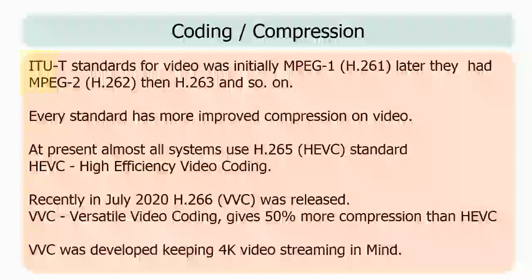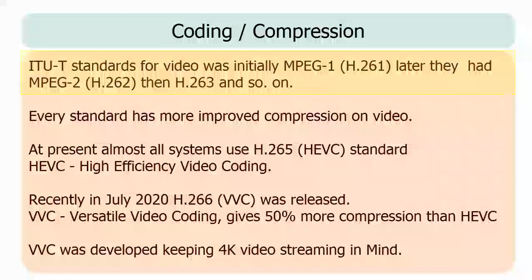So ITU-T standards for video were initially MPEG-1 or H.261. Later they had MPEG-2, H.263, then H.263 and so on. These standards tell which methods and techniques can be used while compression and coding. Every standard has more improved compression on video. At present, almost all systems use H.264. It is also called high efficiency video coding.